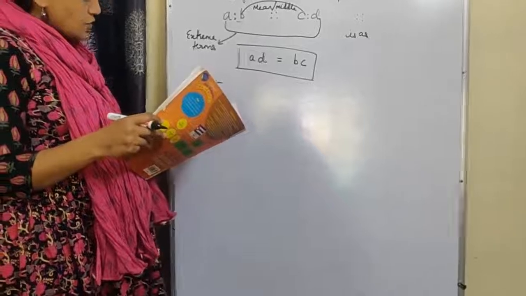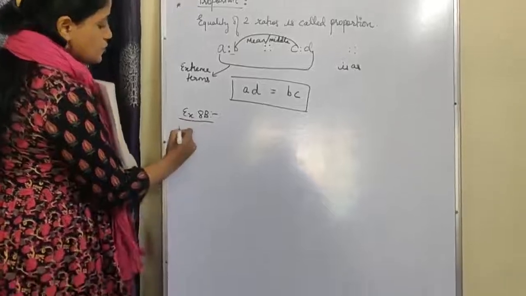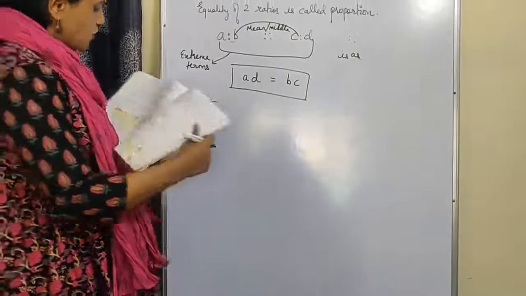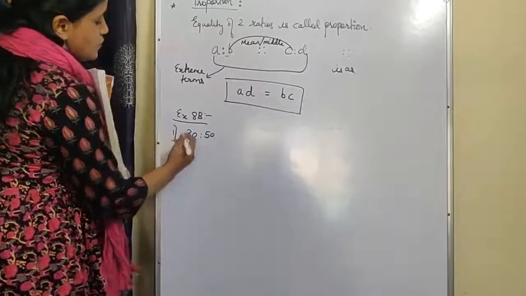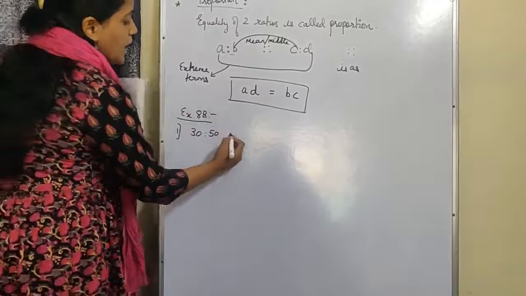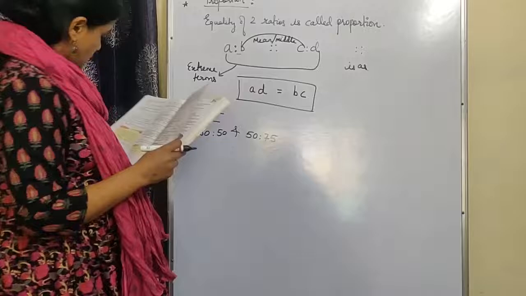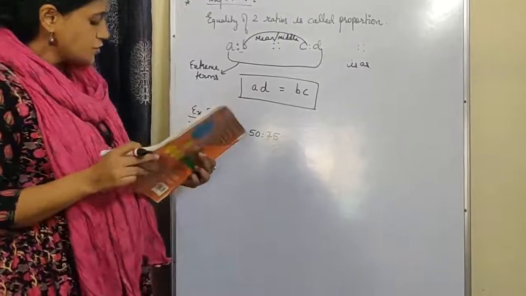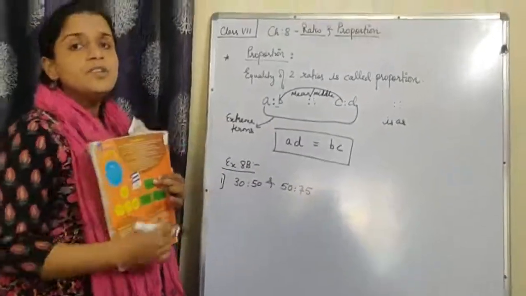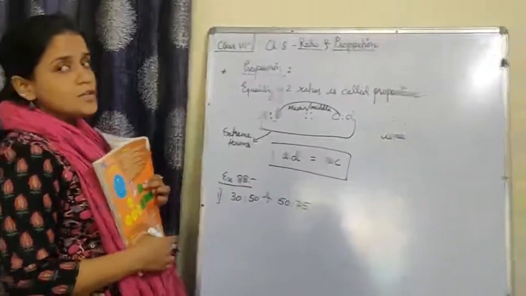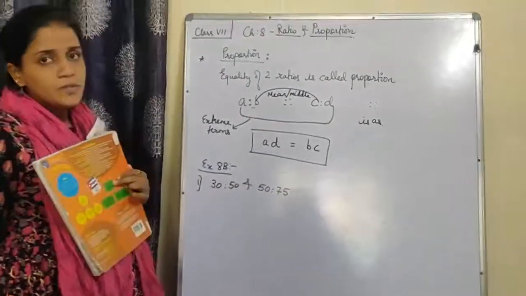Are the two ratios 30:50 and 50:75 equivalent? So first question. What are the two ratios? The two ratios are 30:50, I said 3:50, sorry, 30:50 and 50:75. You have to find out, are the two ratios 30:50 and 50:75 equivalent? When are two ratios equivalent? When the product of extreme terms is equal to the product of mean terms.